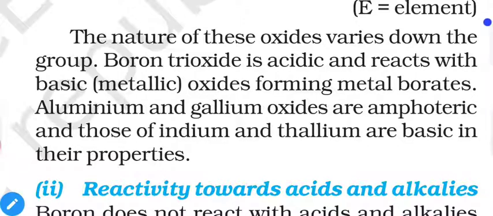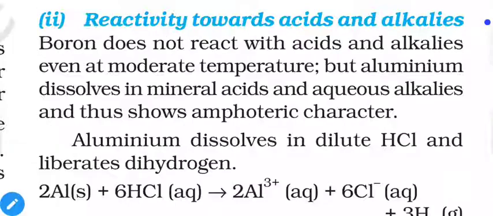On the other hand, aluminium and gallium oxides are amphoteric, that means they can act as acid and base both. And indium and thallium are basic in their properties. Now reactivity towards acids and alkali, that means acids and bases. Boron does not react with acid or base at usual temperature, but aluminium dissolves in mineral acids and aqueous alkalis, thus showing amphoteric nature. That means it reacts with acid and base both, that's why it is amphoteric. Because with acid it can act as base and with base it can act as acid.